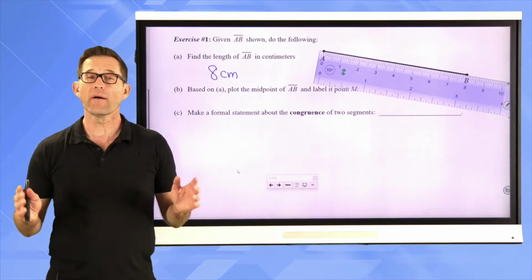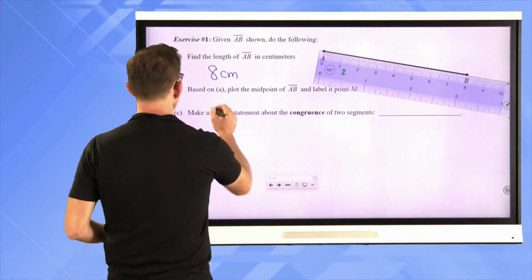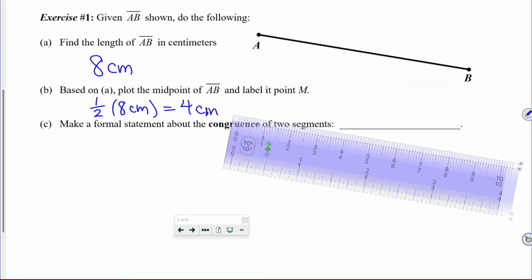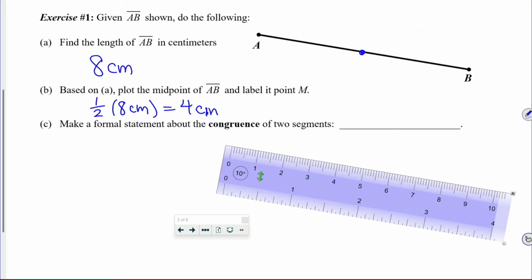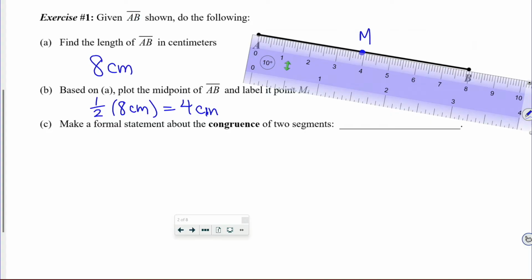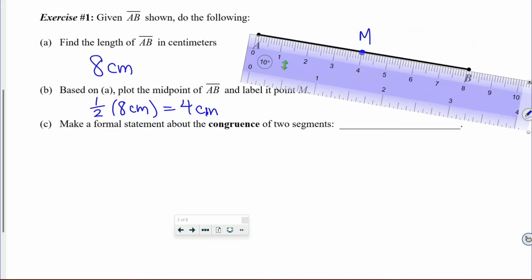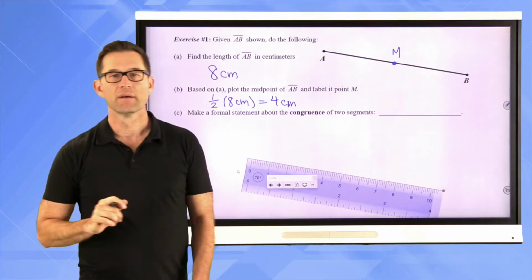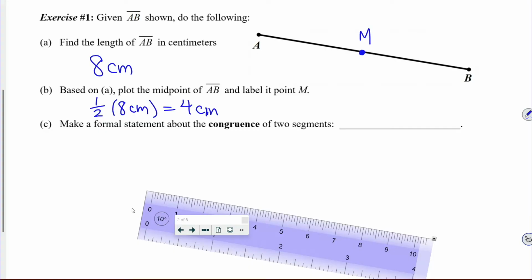Okay. Great. Well, obviously the idea of a midpoint is that we're going to be taking that distance, 8 centimeters, and we're going to divide it by 2 or multiply it by 1/2, and we're going to have two segments that are each 4 centimeters long. There's our 4 centimeter mark right there. So I'm going to move my ruler, and I'm going to put M right there. And again, the idea is now that I've got a 4 centimeter segment there, and a 4 centimeter segment there. And finally, letter C, make a formal statement about the congruence of two segments.